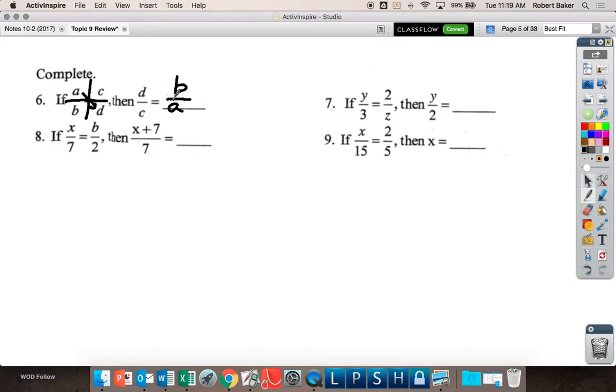And you can look that we just changed it to D over C equals B over A. We read them up now. So Y over 3 and 2 over Z. Now we're reading it this way. Y over 2 equals 3 over Z.